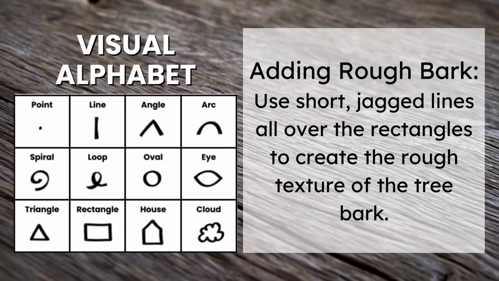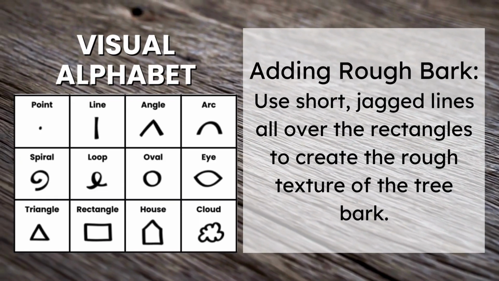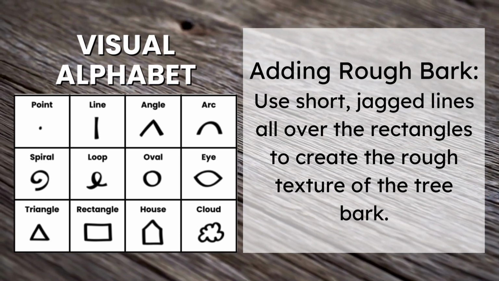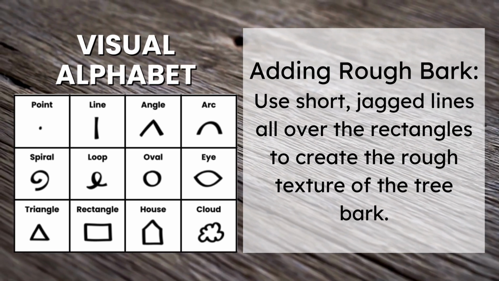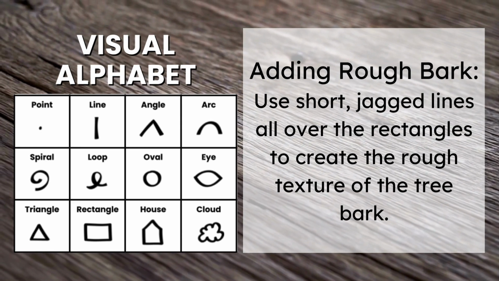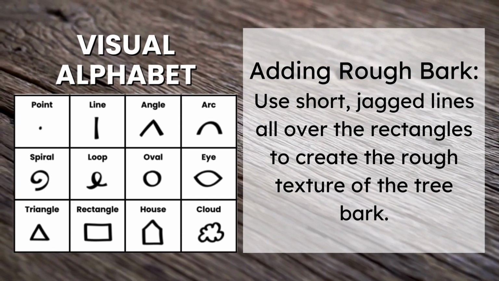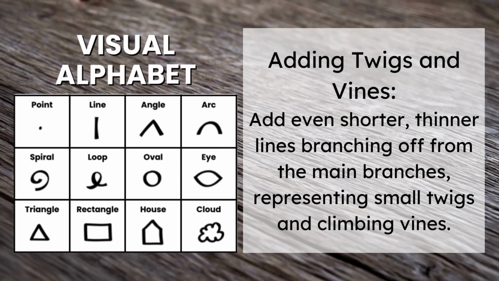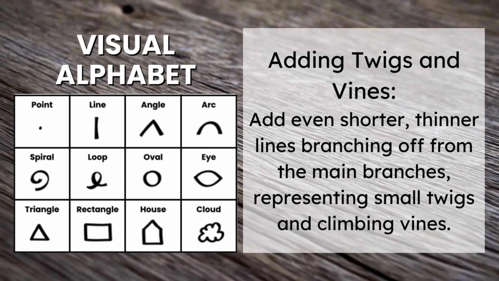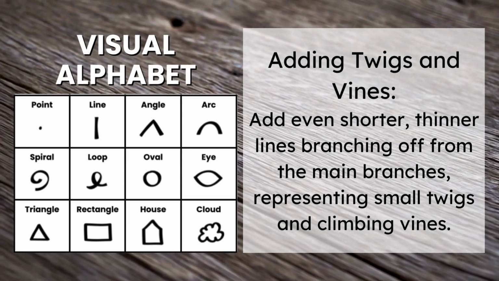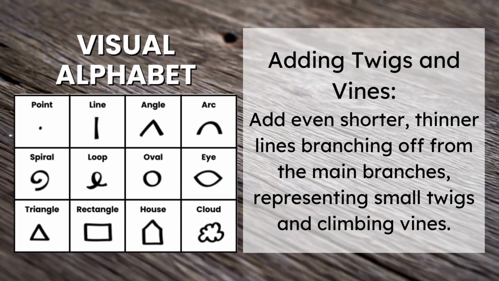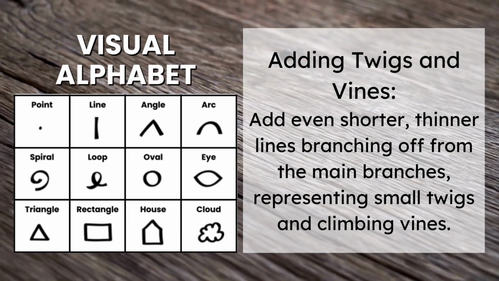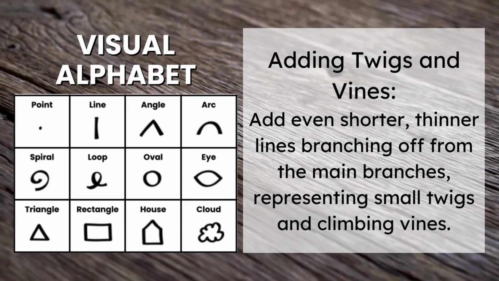Add some rough bark. Use short, jagged lines all over the rectangles to create the rough texture of the tree bark. How about adding some twigs and vines? Add even shorter, thinner lines branching off from the main branches, representing small twigs and climbing vines.